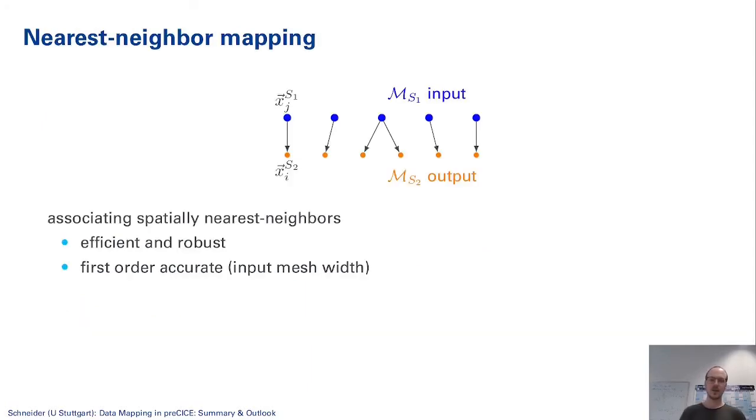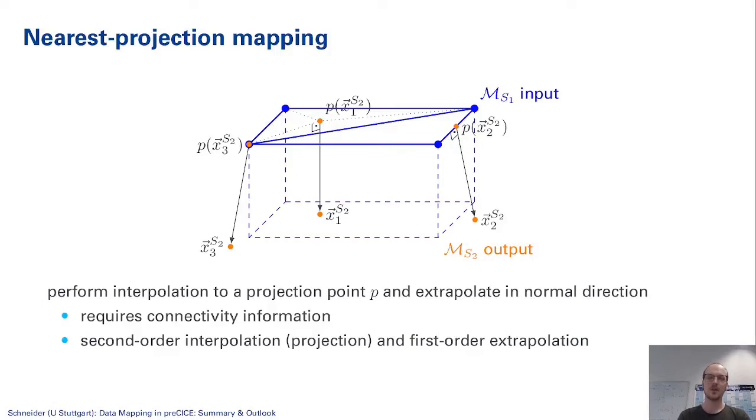The most simple and probably most intuitive mapping method in preCICE is the nearest neighbor mapping. Here, preCICE compares solely the vertex location of each individual input vertex and output vertex, and the mapping then simply assigns the spatially nearest neighbor of each input vertex to the output vertex. It's among all available data mapping methods by far the most efficient and most robust choice, but it only delivers first order accuracy.